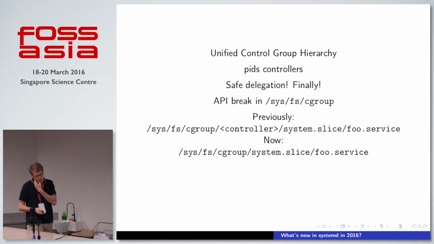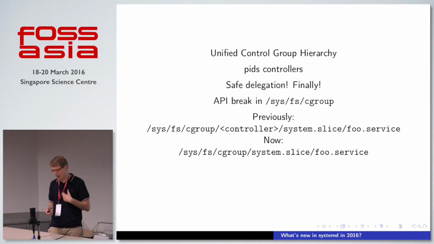The only thing users will see of that, if they ever interface directly with the cgroups hierarchy, which you can do because on Linux that's exposed as a file system, is that if you go to sysfs cgroup, they previously had the controller name there, and then you see the hierarchy that systemd manages. Afterwards, it just looks like this, and the controller was removed. That's the essence of it.